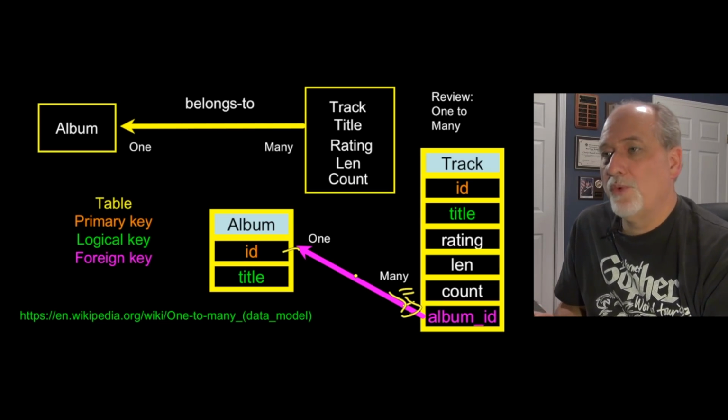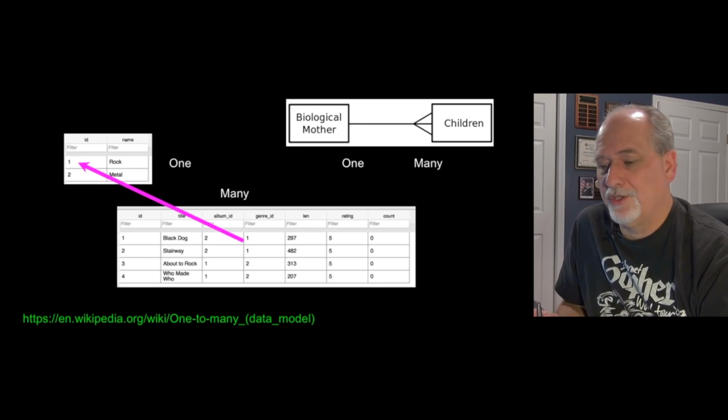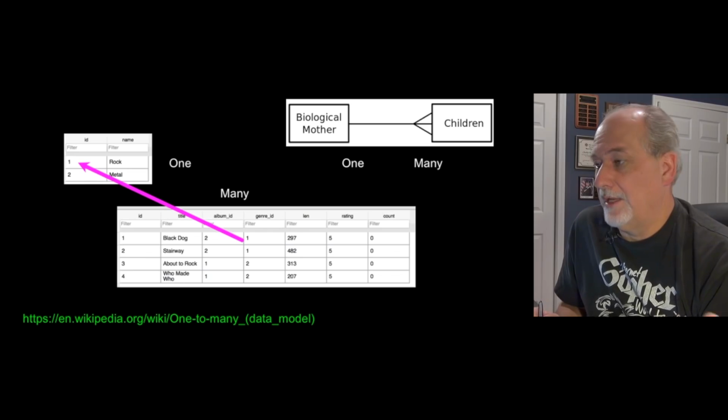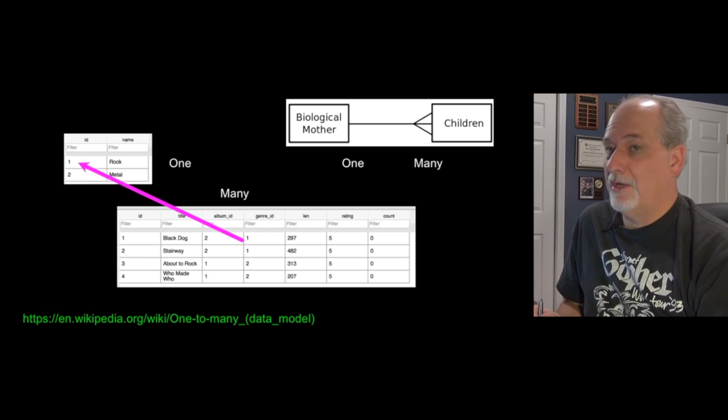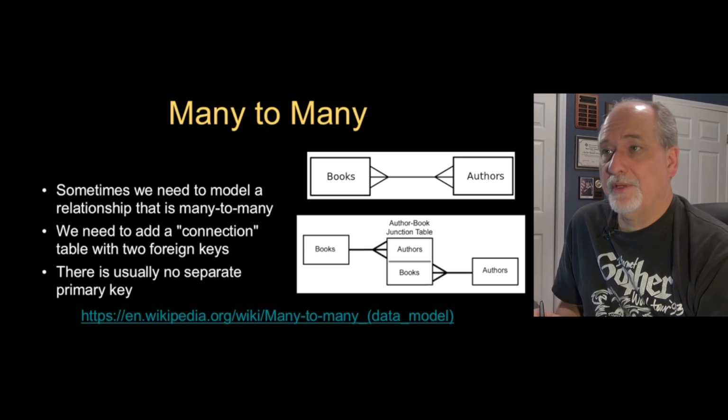But there are times when you just can't model things with a one-to-many relationship. So like if you have a mother and children, well, that's a many-to-one relationship, and it's just fine, and that works fine. But sometimes you have a many-to-many relationship in that there might be many books.